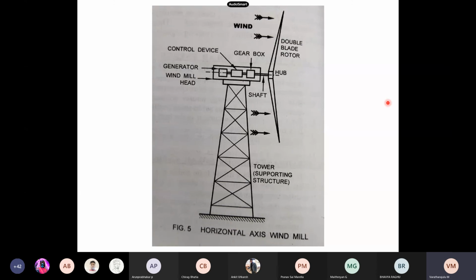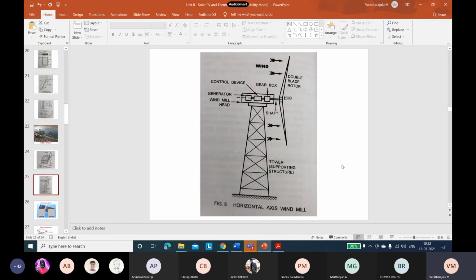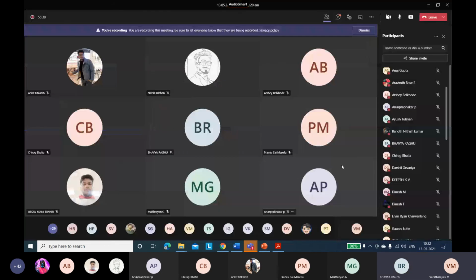Any clarification in these windmills? We'll discuss the merits and demerits of this wind turbine in the subsequent class. And yes, any clarification with wind turbines? No, sir. Yes. Yes, Hari Prasad, please unmute your mic.